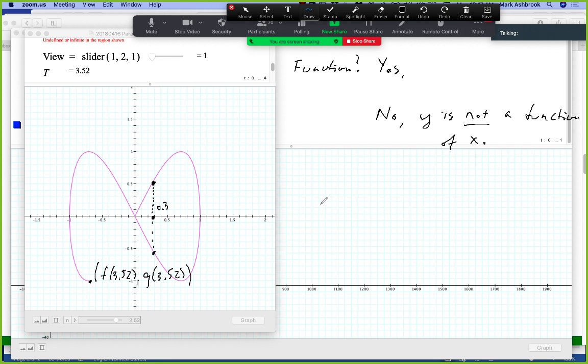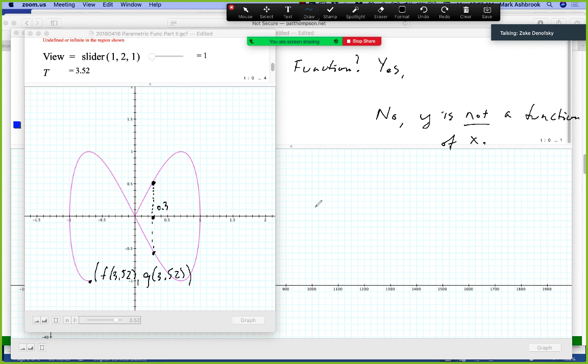Could you just say that y is a function of t and x is also a function of t? Okay, so put it all together. What is a function of t? X and y? Right. Ordered pairs, x, y, is a function of t. And so pairs of quantities taken together, the x and the y taken together, is a function of t.